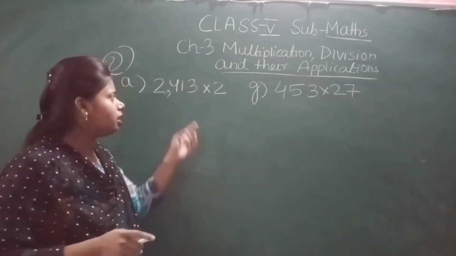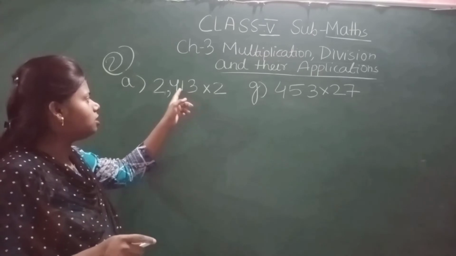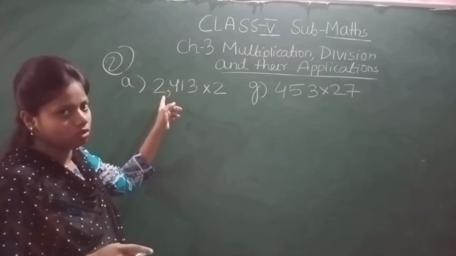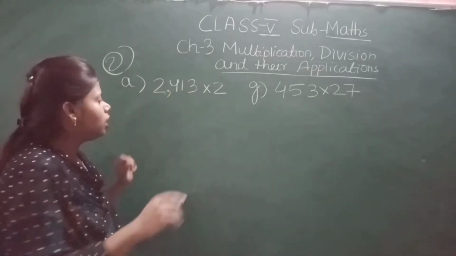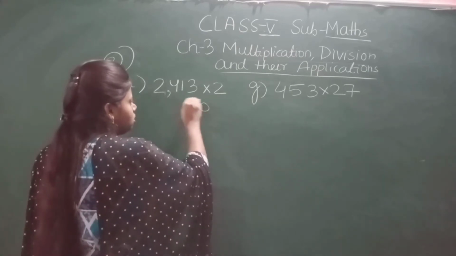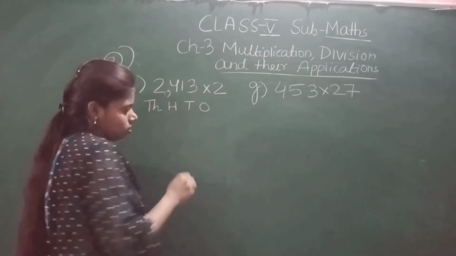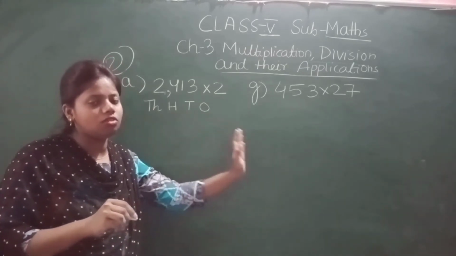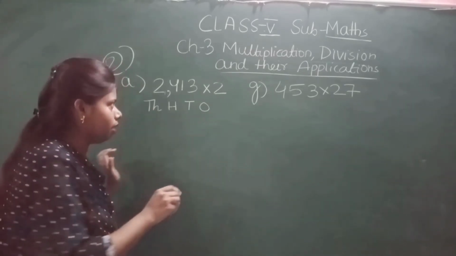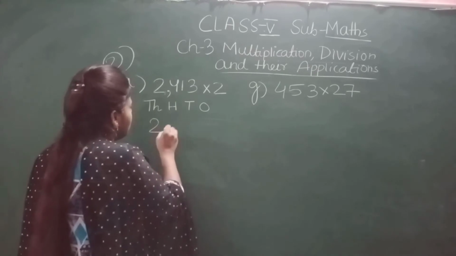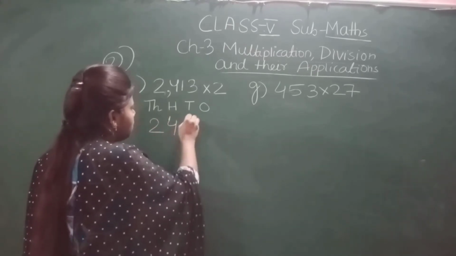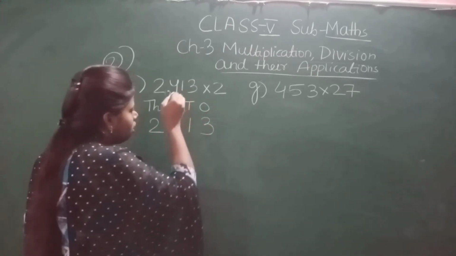Now let's multiply. Up to how much place is it given? Ones, tens, hundreds, thousands. Okay, so let's write ones, tens, hundreds, thousands. Why am I writing this? So that no confusion will be there and you can place the numbers properly. So 2 is in thousands place, 4 in hundreds place, 1 in tens place, 3 in ones place.